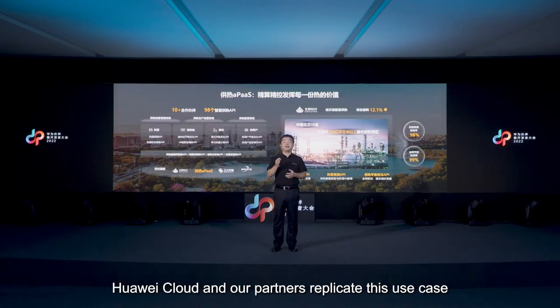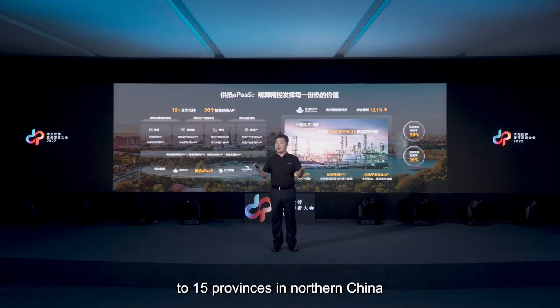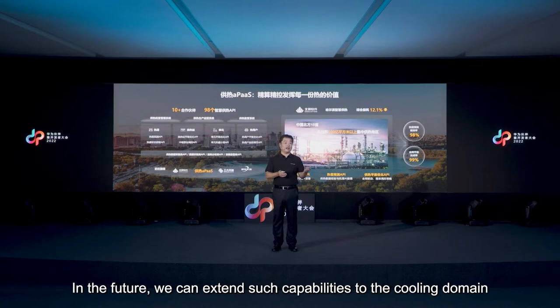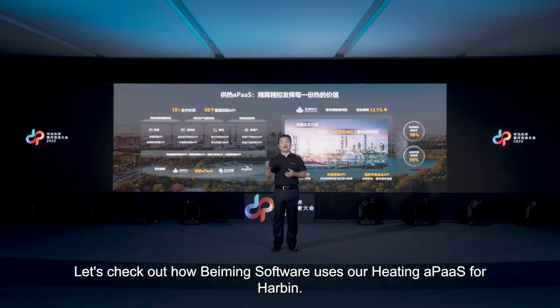Huawei Cloud and our partner replicate this use case to 15 provinces in northern China, serving 10 billion square meters that need central heating. In the future, we can extend such capabilities to the cooling domain. Let's check out how Beiming Software uses our heating APaaS for Harbin.